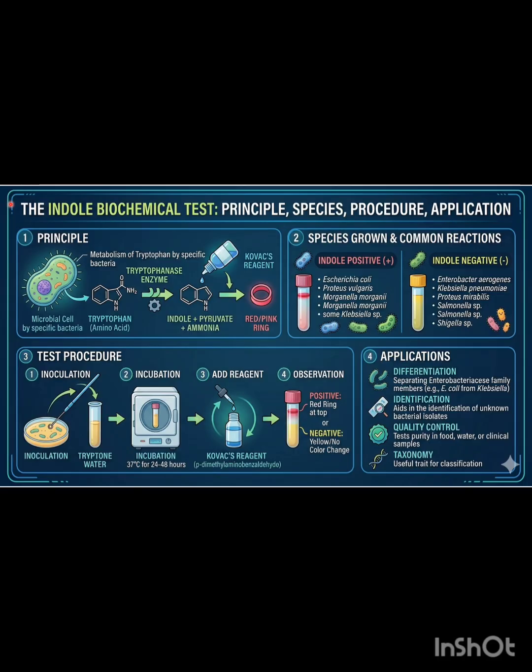So for this step we are taking tryptone broth, tryptone water, and then we add the species. It can be any species. For example, we are taking E. coli. We will add this E. coli into this. And what is this type of needle known as? This is known as the inoculation loop. And the part which you can see can be made of nichrome.